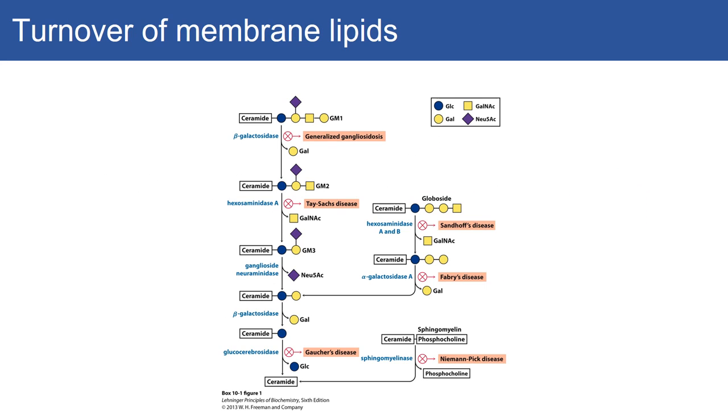One important note that we haven't discussed is turnover of membrane lipids is very, very important in mitigating diseases, and if we have trouble turning them over, recycling them, then we get a whole bunch of diseases, including gangliosidosis, Tay-Sachs, Gaucher's, Sandhoff's, Fabry, and Niemann-Pick. So if we don't get these molecules turned over, recycled basically, then we are going to have problems.